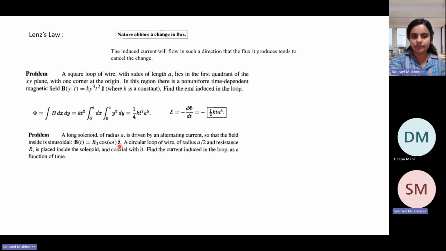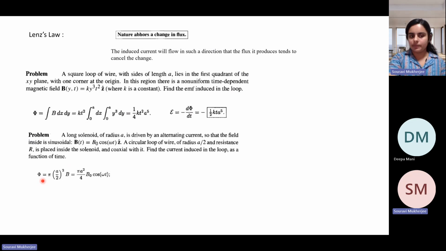So, a similar kind of question says that now this is how your magnetic field is. It's a sinusoidal field, right? And then you have this circular loop of some radius, and there's a resistance in the loop. It asks what is the current that is induced in the loop as a function of time. So it's a similar kind of question, right? You know that in exactly the same way you have to do an integration.